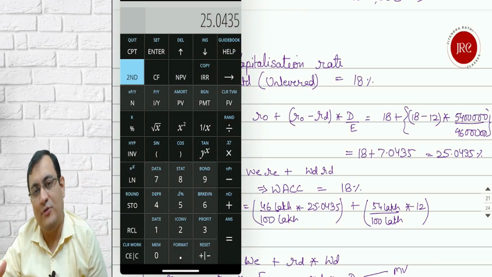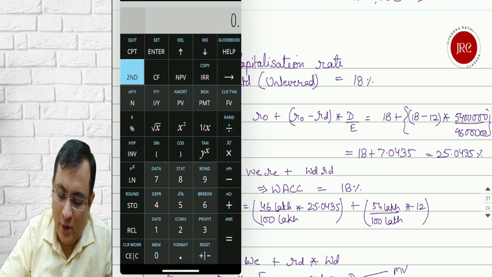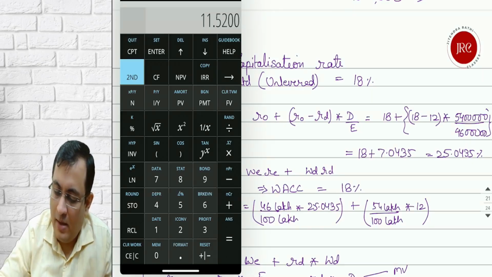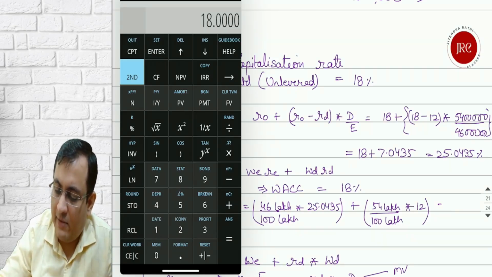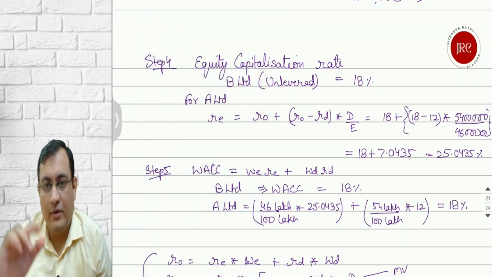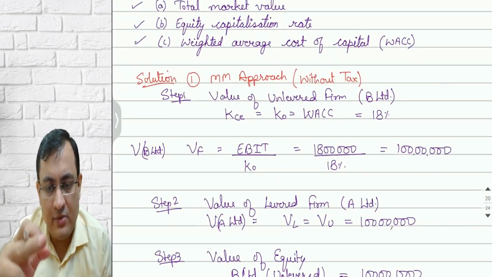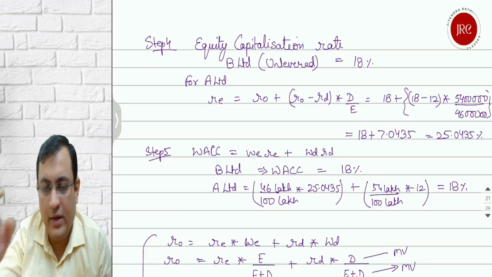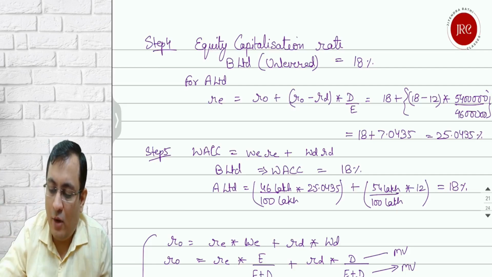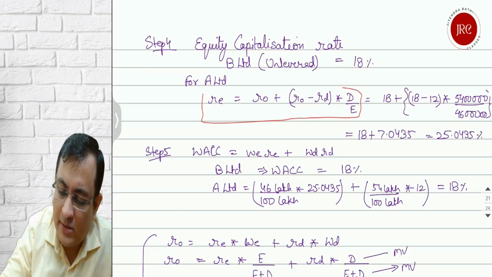So again, from the same formula, we have calculated cost of equity. If we put that cost of equity in the WACC formula, it should come to 18%. It should, multiplied by 0.46 and 12 multiplied by 0.54 plus. This is again giving us 18%. So both WACC of levered and unlevered are the same. Value of firm for levered and unlevered is the same, 1 crore. Only cost of equity is going to rise from 18% to 25.0435%.